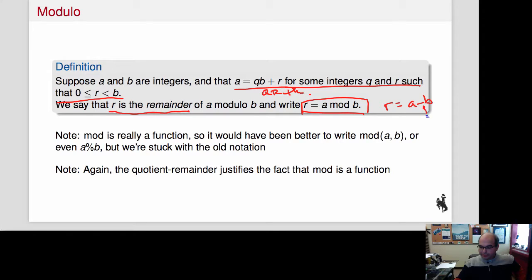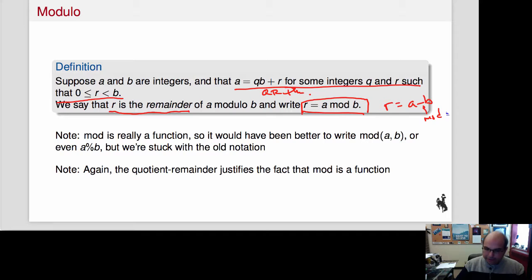Okay. That is mod. It's a function. It's an operator. So it would have been better to write it as mod of a comma b, or even as a percent b, where percent is an operator like minus or plus. But the old notation is just going to stay with us. It's a famous notation for modular arithmetic, so that's the way it will stay.